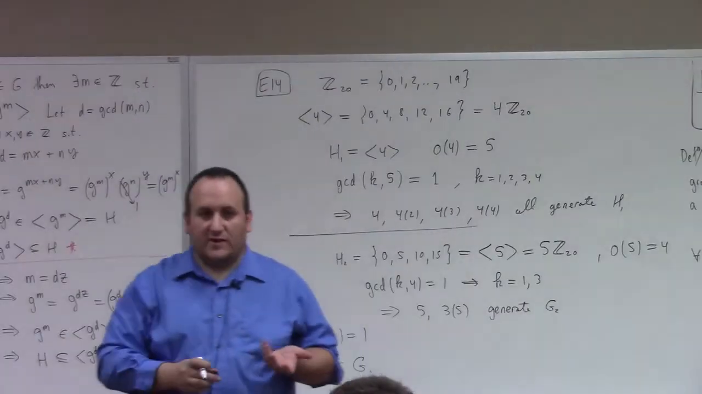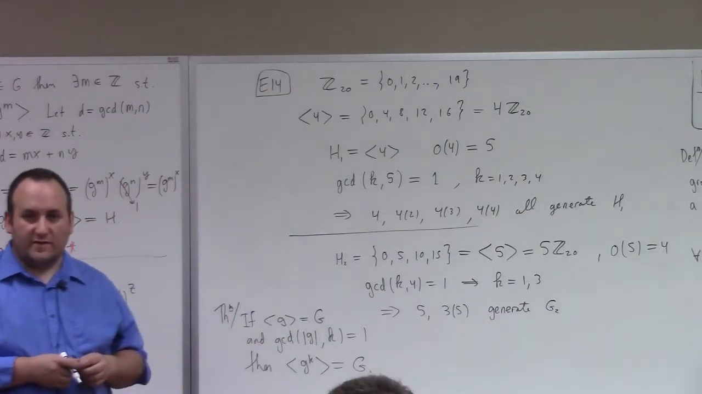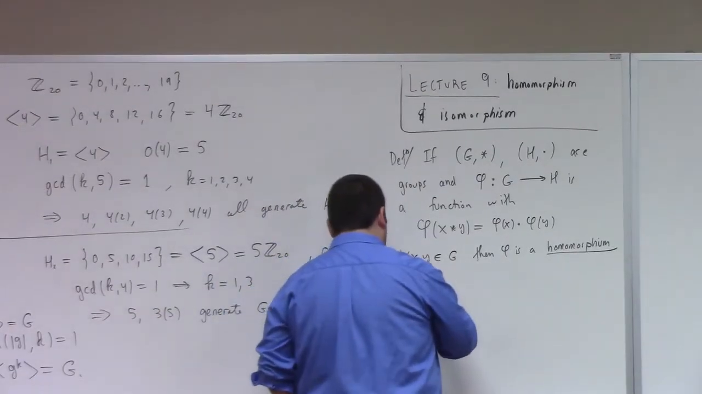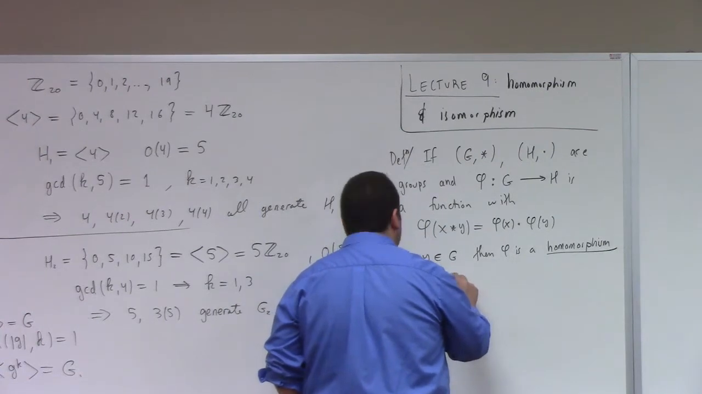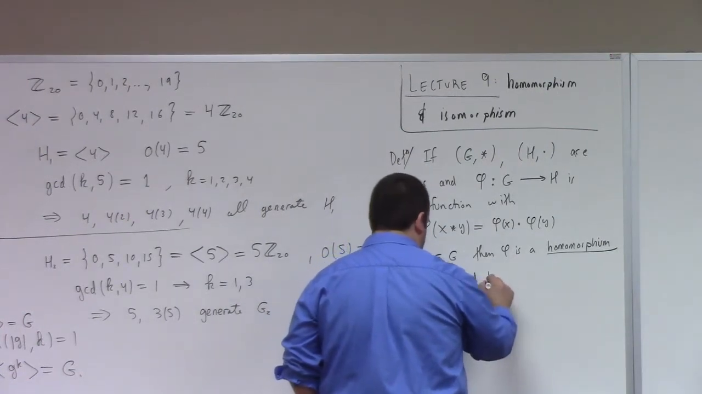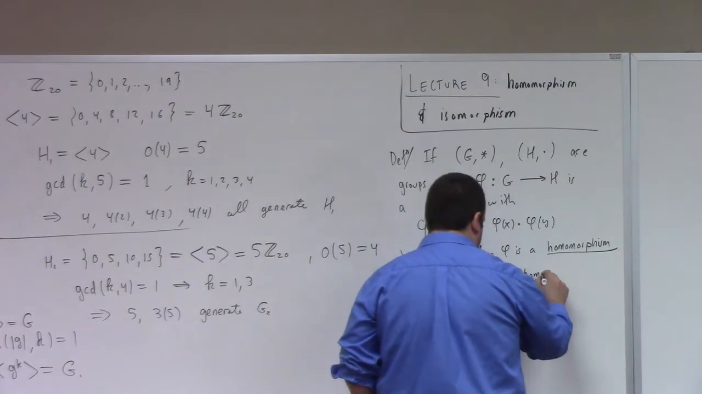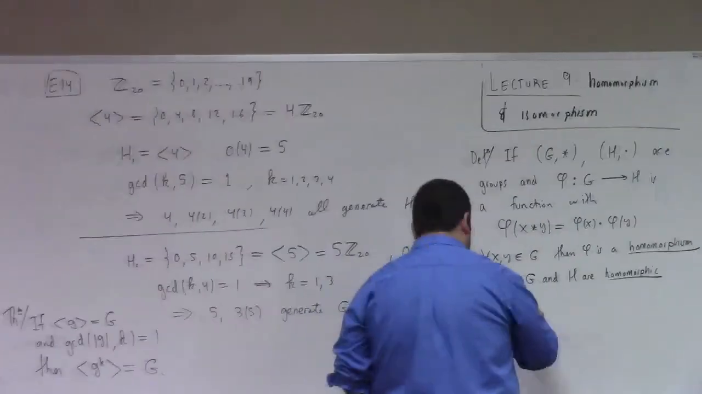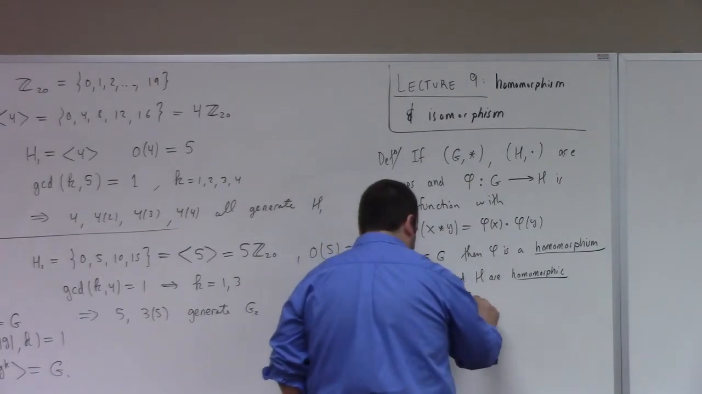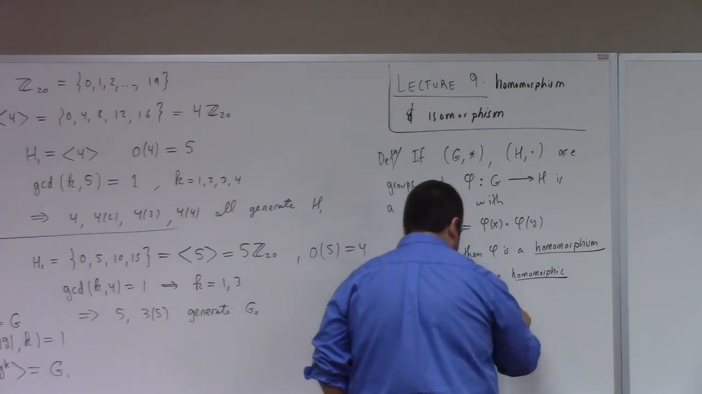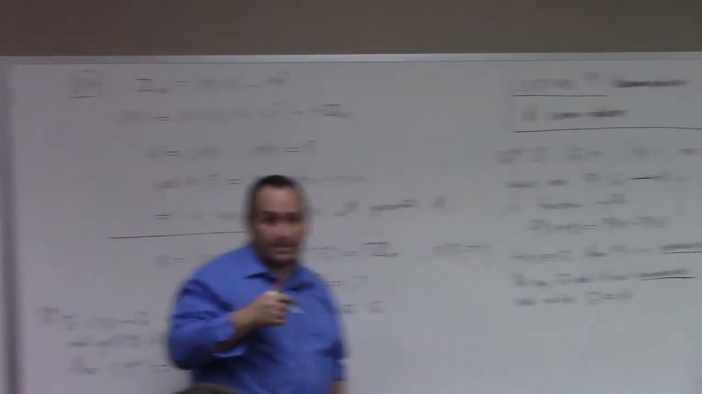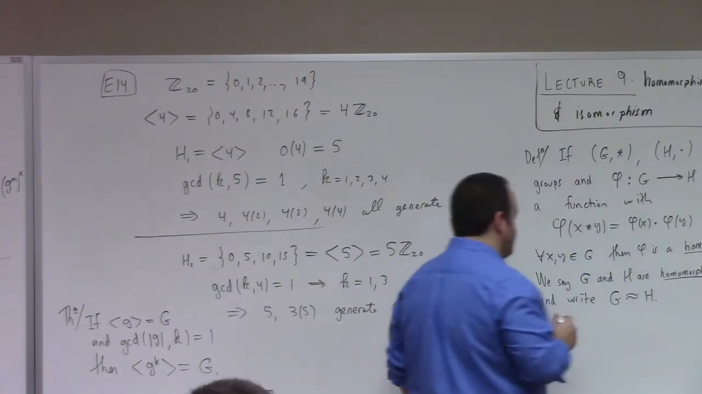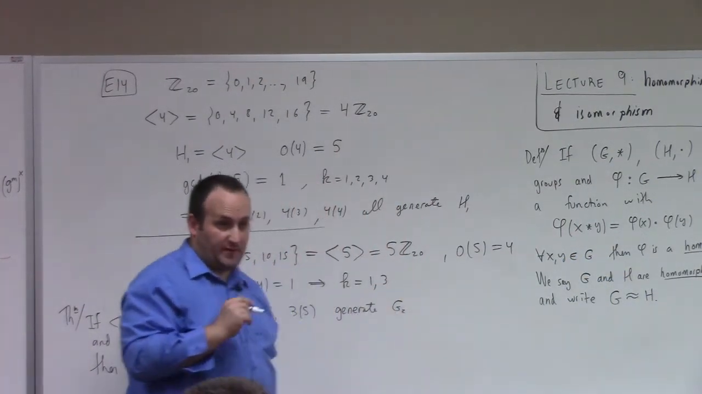And if there exists a homomorphism of one group to another, then we say that these groups are homomorphic. So we say G and H are homomorphic, and write G is squiggle H. Homomorphic.